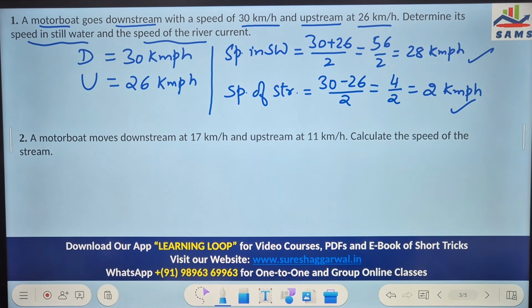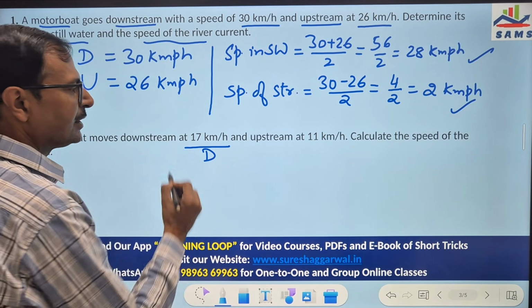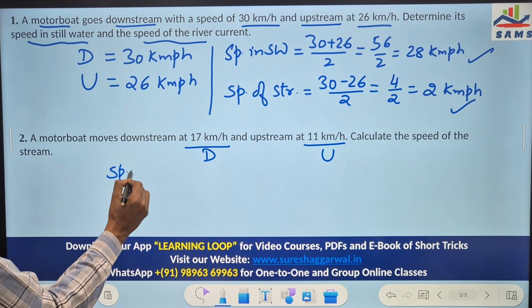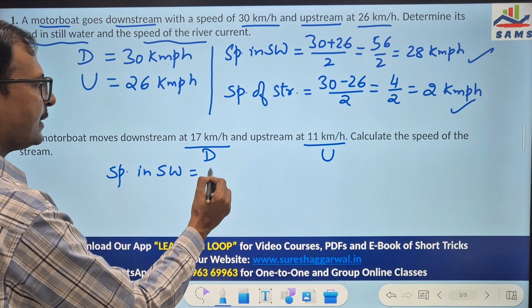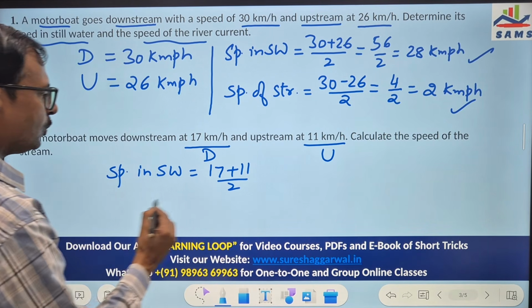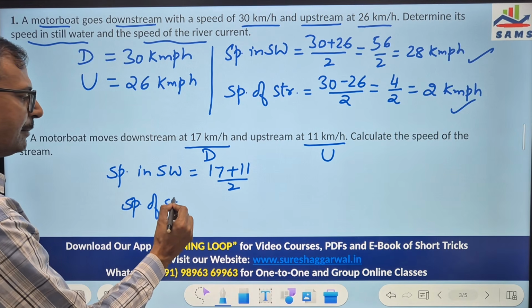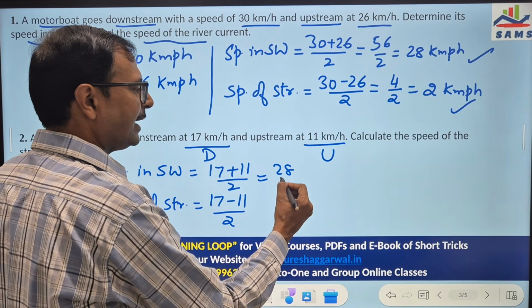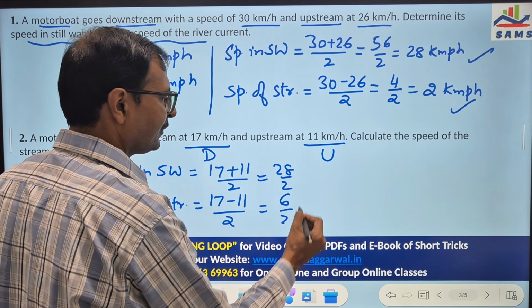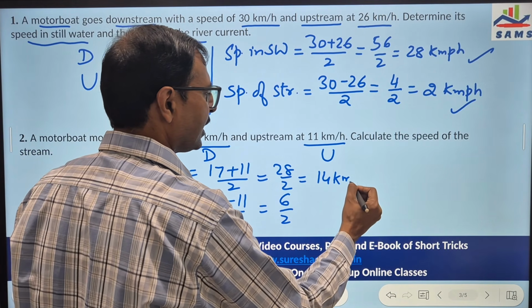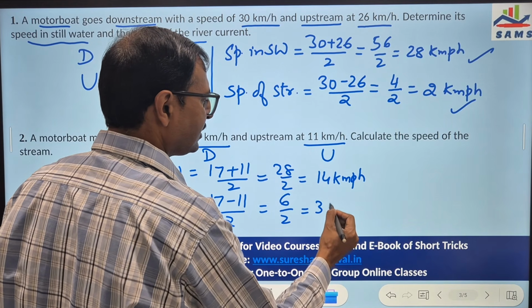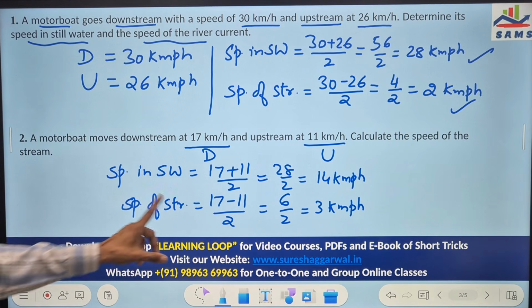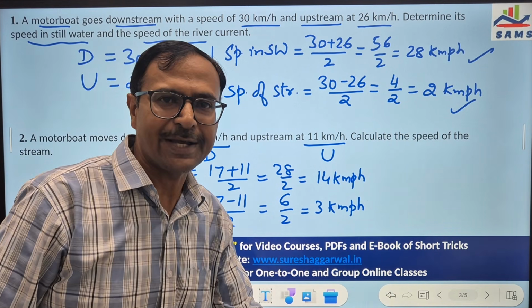Likewise, if you see this question, downstream this is D, upstream this is U. So we need to find the two things. So speed in still water, 17 plus 11 by 2. Speed of stream, subtract 17 minus 11 by 2. This is 28 by 2 and this is 6 by 2. That means 14 km per hour is the speed of boat in still water and 3 km per hour is the speed of stream or the speed of current. See how quickly we are getting to the answer now.